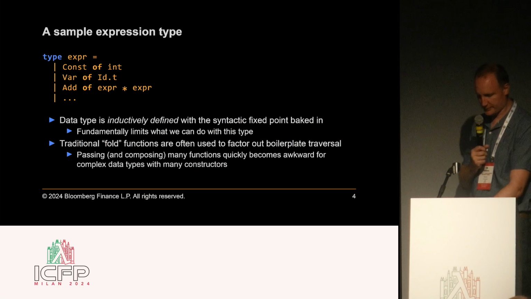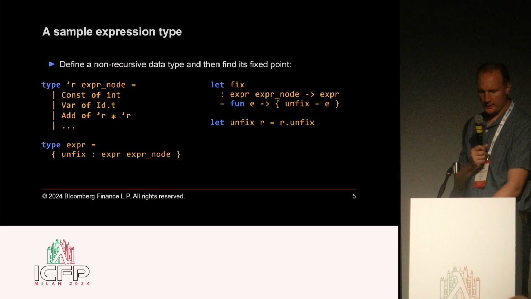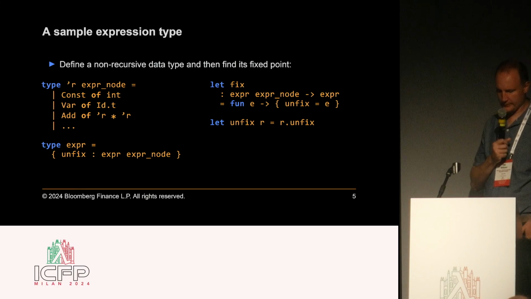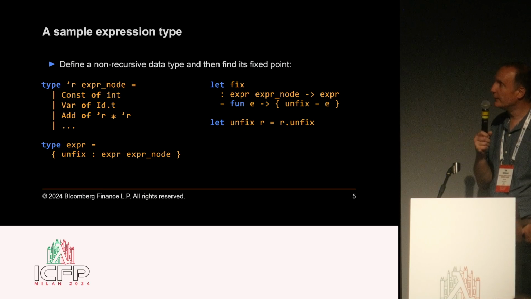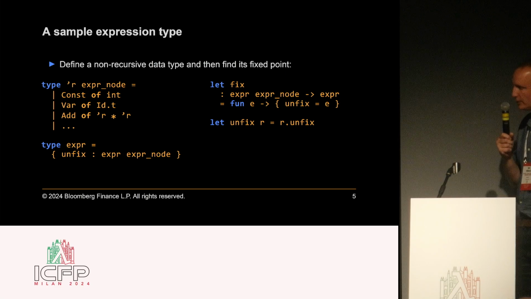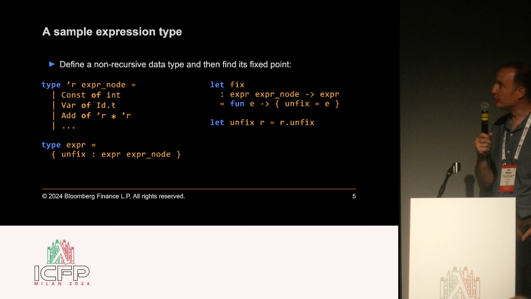So let's define a non-recursive data type. Let's factor out the recursion. Let's make it open. And so that's what we're trying to do here. We'll call it expr node. So now the add operation refers to the parameter r. We tie the recursive knot at the type level by defining the expr type. And then we need these term level functions on the right to inject into this type and project out of it.